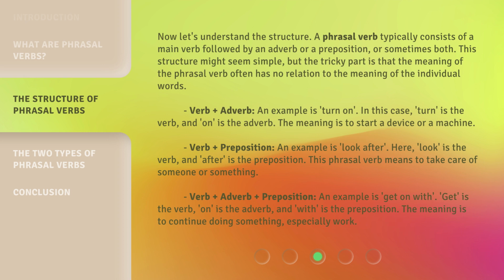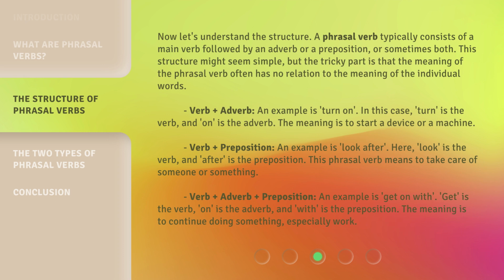Verb plus adverb. An example is turn on. In this case, turn is the verb, and on is the adverb. The meaning is to start a device or a machine. Verb plus preposition. An example is look after. Here, look is the verb, and after is the preposition. This phrasal verb means to take care of someone or something.